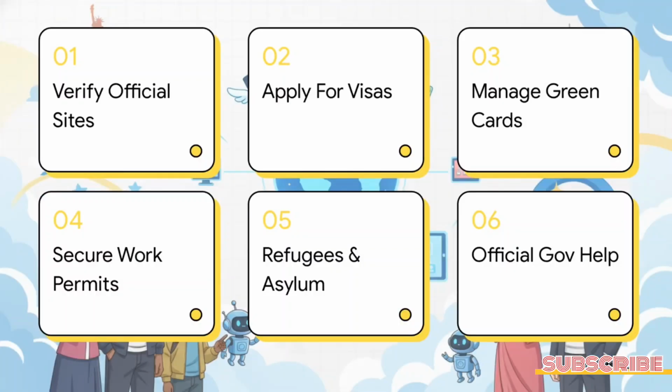Okay, so here is our roadmap for today. We'll start by verifying official U.S. websites. Then we'll get into applying for immigrant visas, managing your green card, securing a work permit, seeking refuge and asylum, and finally, getting official government help.